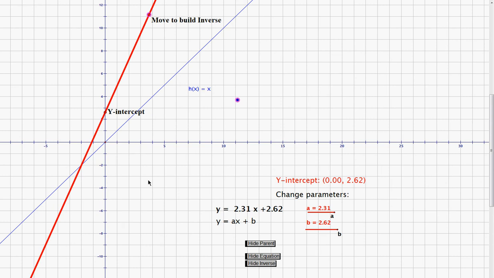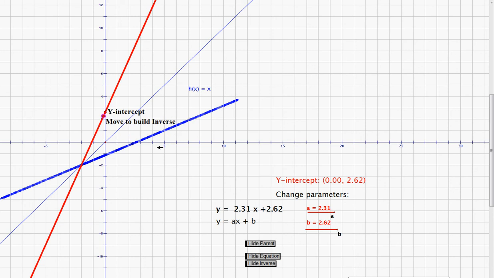We know that every point of the inverse function is a reflection of every point of the initial function over the line y equals x. So right here I'll pick point x that belongs to the linear function. I'll be moving it, and you will see that the blue point is a reflection over the line y equals x, and if we trace it, it will draw us the line of the inverse function. So this is what you can do with this portion of the graph.